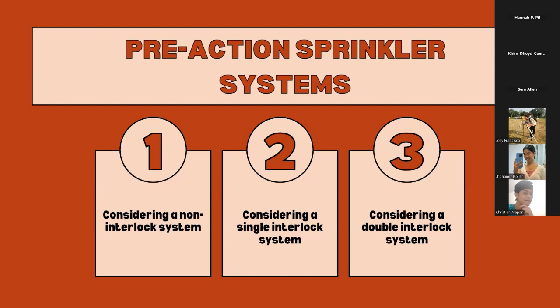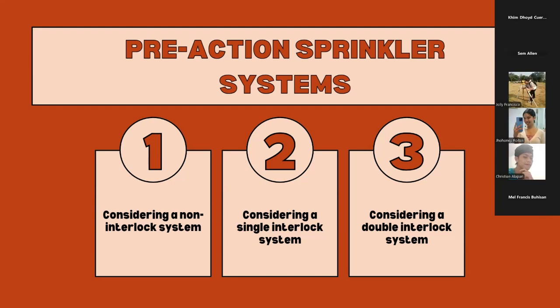The advantage of this consideration is that it reduces false activation. This option is safer than the other two systems because it requires two detectors to activate, significantly reducing the likelihood of false alarms. And also, it increases reliability. It provides a higher level of reliability in fire detection and response.